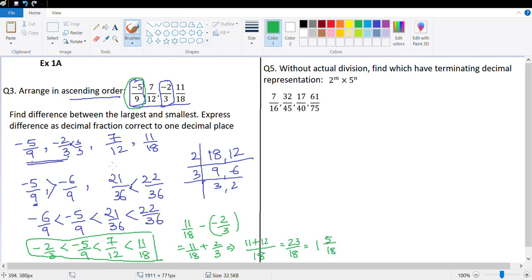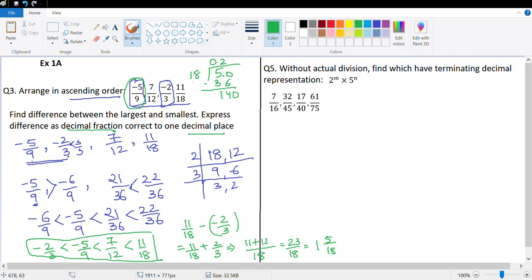Express the difference as a decimal fraction, correct to one decimal place. So I need to find 5 by 18. Let me just divide. I guess I have less space on this page. So 18, 0, decimal, 0 comes here. 18 into 2, that's 36. That's 14 with a 0.